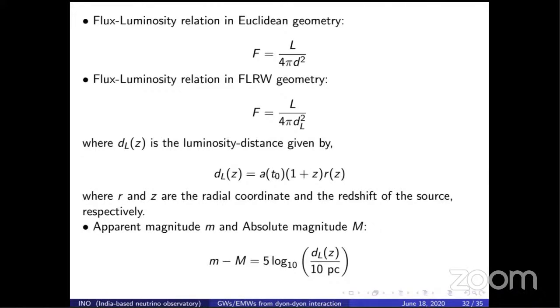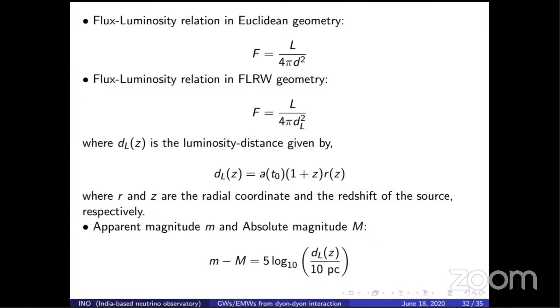But when one applies general relativity and goes to the curved nature of the so-called Friedmann, Lemaitre, Robertson-Walker geometry, this d is replaced by the so-called luminosity distance, which is given by the radial coordinate of the source times 1 plus redshift times the scale factor, the present scale of the universe. t0 represents the present age of the universe.